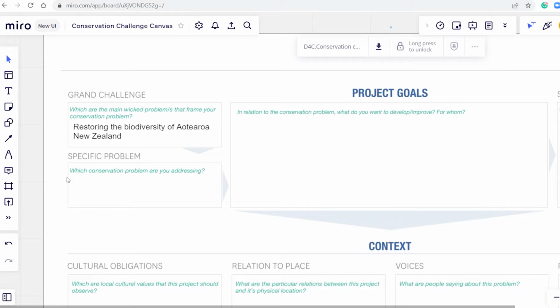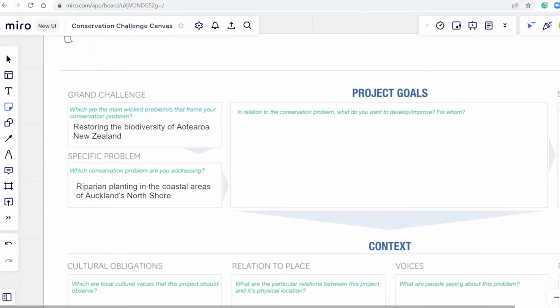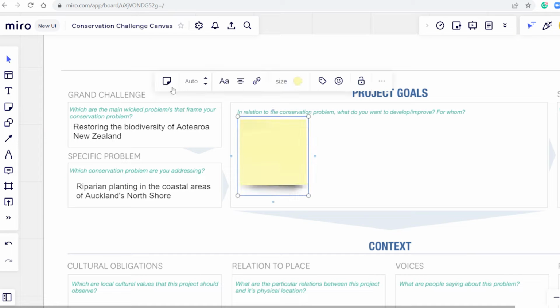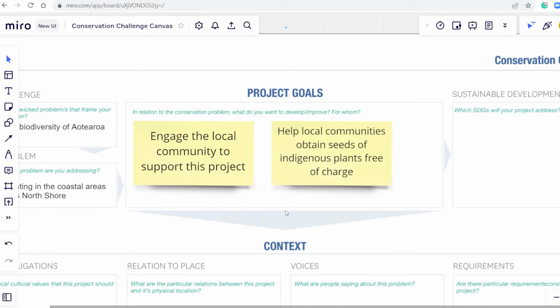Now, think about which specific conservation problem you will try to frame for this project. This should be a smaller, approachable part of the grand challenge, such as carry out riparian planting in X area of the region. Then try to determine one or more project goals. Be specific. For example, engage the local community to support this project, or help local communities obtain seeds of indigenous plants free of charge, if you want to be more specific.